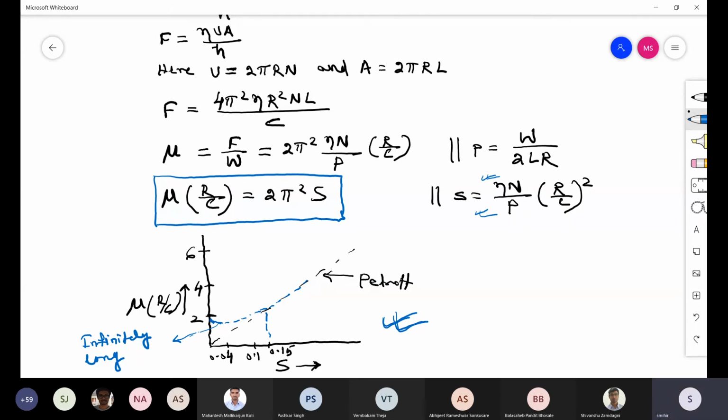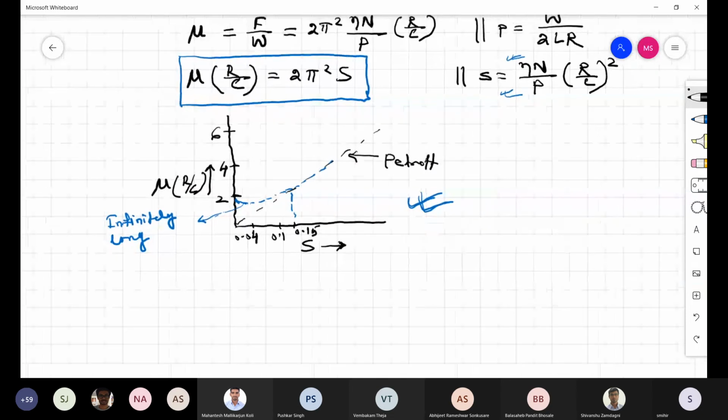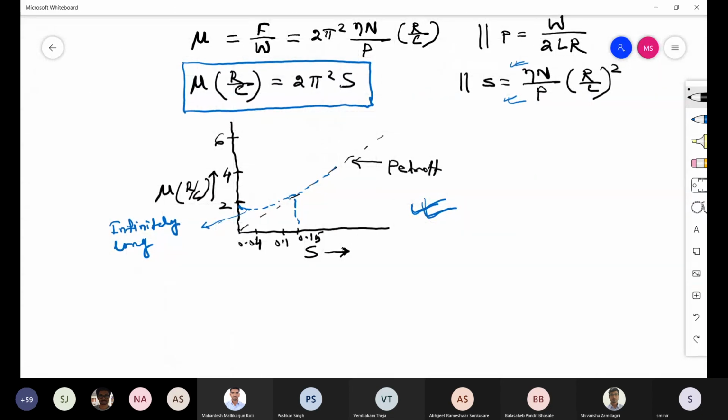So with this, we end the derivations related to the journal bearings. Any doubt? Okay, so let us move on.